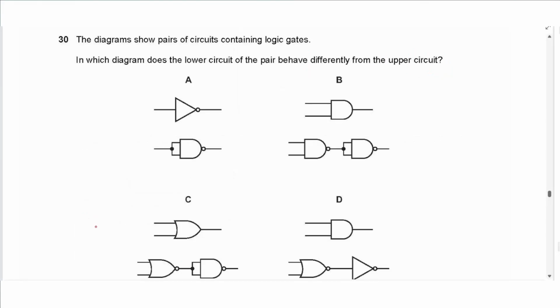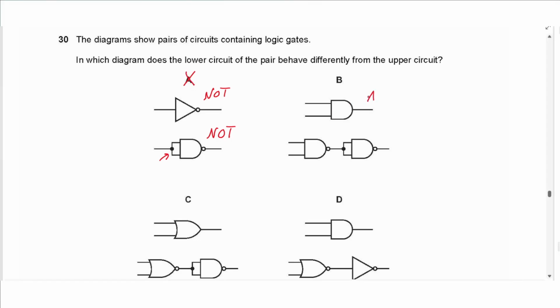Question 30 is about logic gates, so you can skip this question for the new syllabus. It says the diagram shows pairs of circuits containing logic gates. In which diagram does the lower circuit of the pair behave differently from the upper circuit? So this is a NOT gate, and whenever a NOR gate or a NAND gate are connected like this with the two inputs joined together, it acts as a NOT gate. So this is the same, so it's not A.